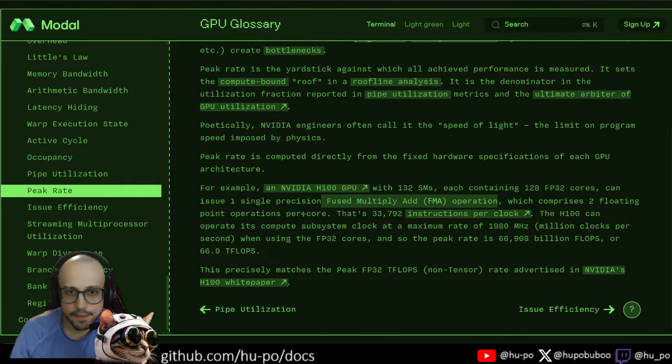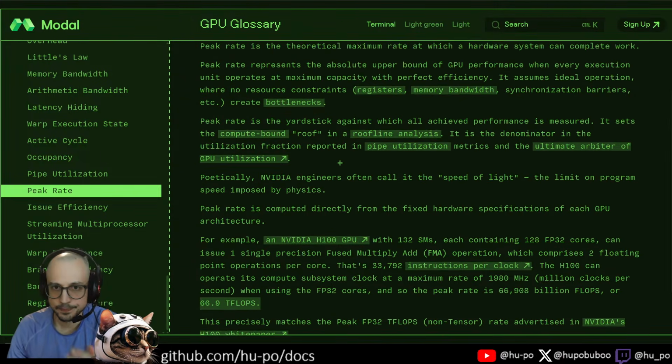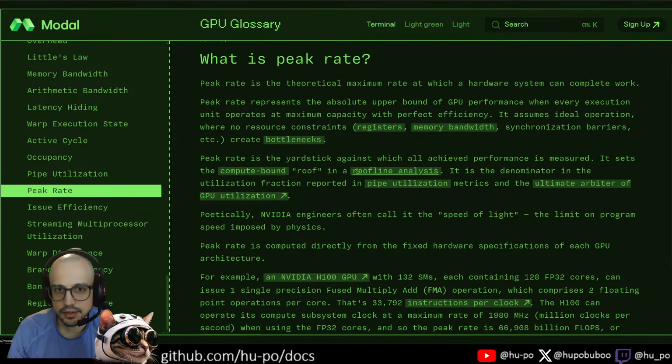But, the H100 can operate its compute subsystem clock at a maximum rate of 1,980 megahertz. So the peak rate is basically how many FMAs you can do with all your cores at the highest clock rate, and that's where you get the 66.9 teraflops. But this is basically not representative of the actual compute that you can do. And I've seen the argument for this being a better metric than all these other things here, right?